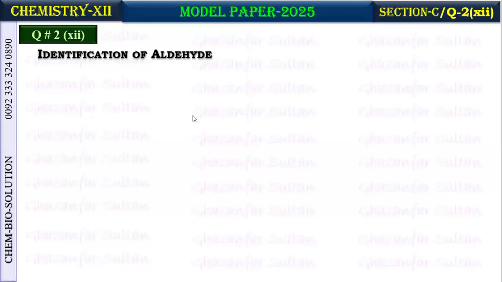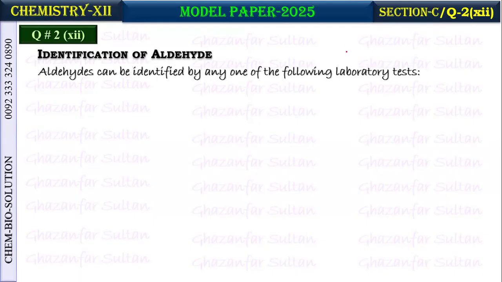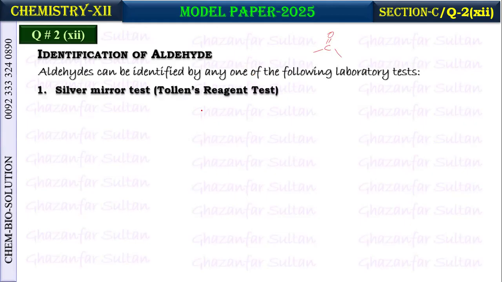Now this is the last component, that is the identification of aldehyde. We know that aldehydes and ketones are carbonyl compounds. Although the test for a carbonyl compound is the 2,4-dinitrophenylhydrazine test, which gives an orange or yellow precipitate, when you are to distinguish between an aldehyde and a ketone, the aldehyde gives these tests, but the ketone does not.